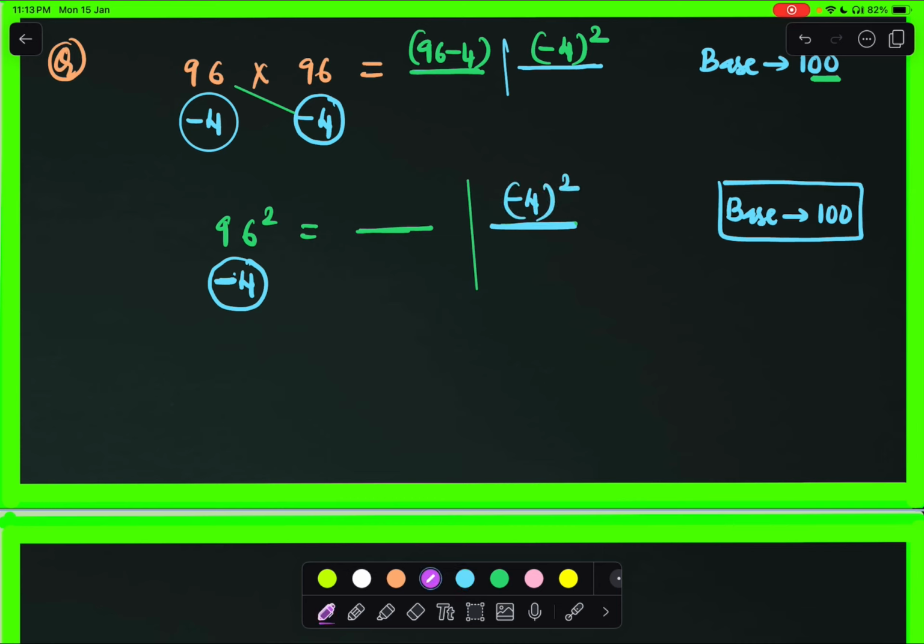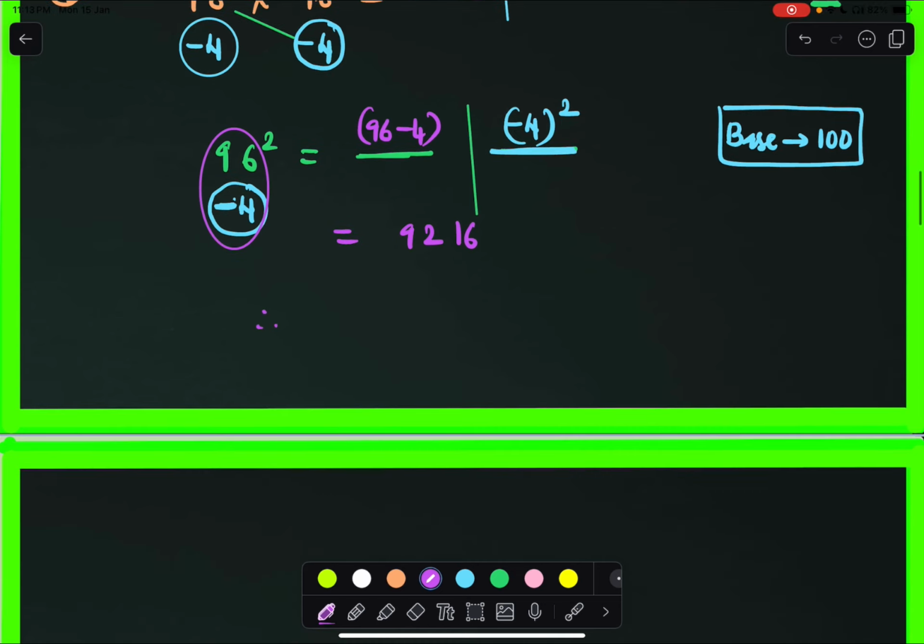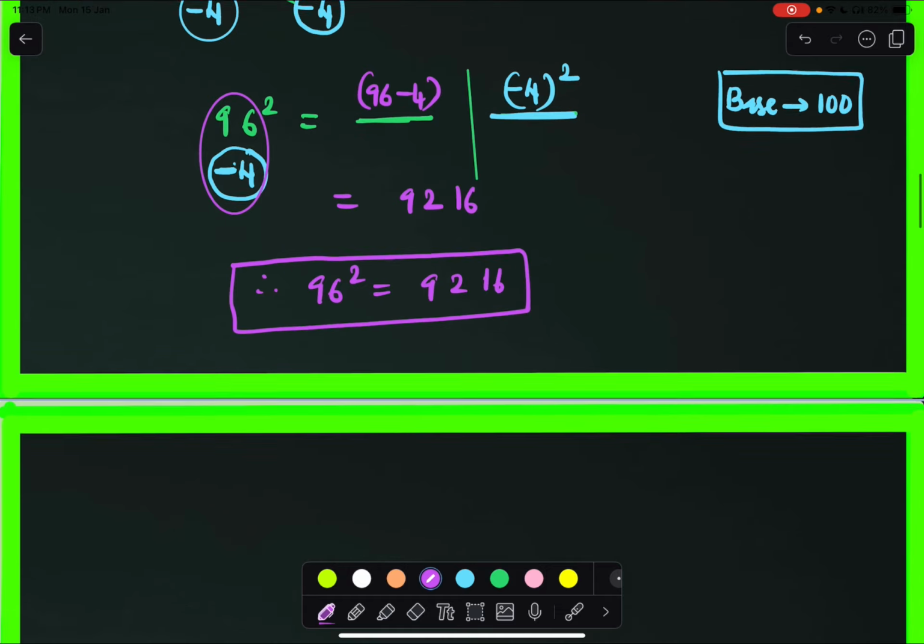Now how to get the leftmost part of the number? To the number, add your deficiency value to get the leftmost part. It is one technique. So 96 minus 4, we are adding the deficiency to the number. Now what will we get? 92 on the left, and 4 square equal to 16 on the right. It is very simple. Therefore, the 96 square value is 9216. In this way we can calculate the squares of numbers very close to the standard base.